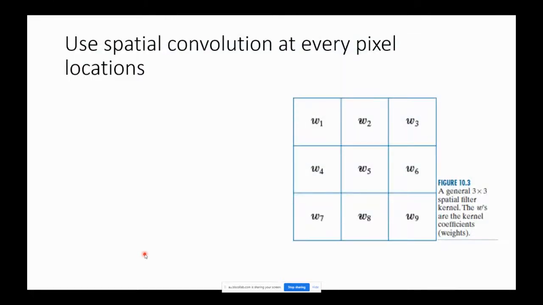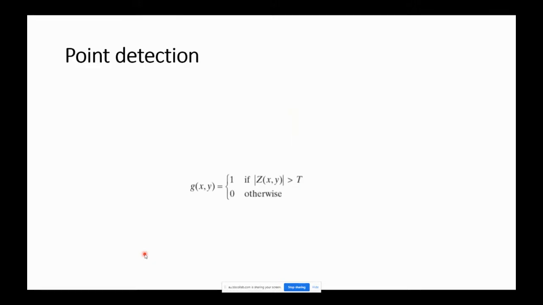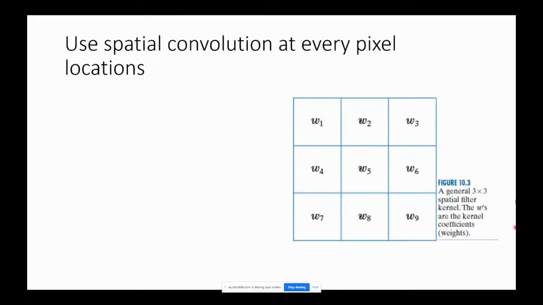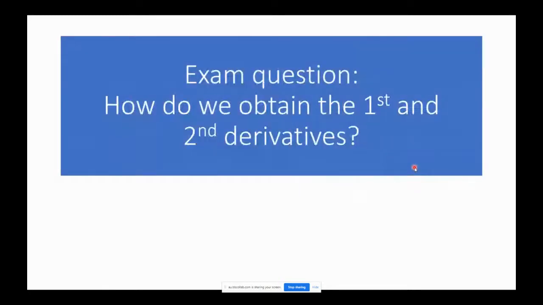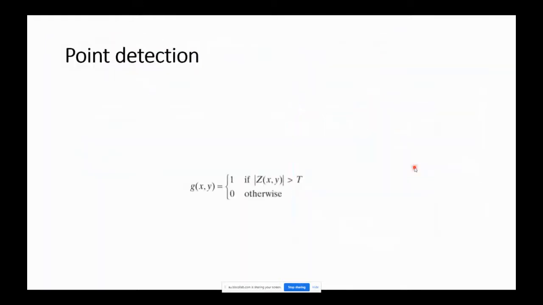We use spatial convolution at every pixel location. Remember spatial convolution, right? You've done that on assignment 1. You had to do it by hand. So basically you get a kernel representing the first derivative, or the second derivative, and we just convolve this kernel over the image. That's how we obtain the first and second derivatives.